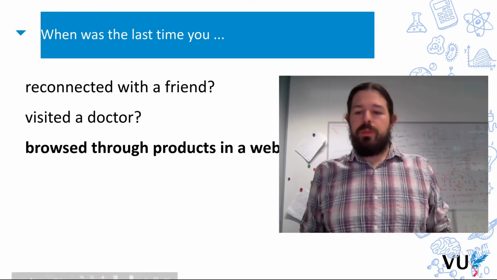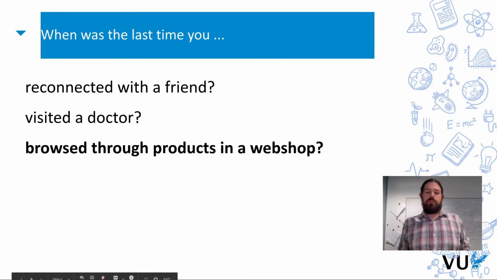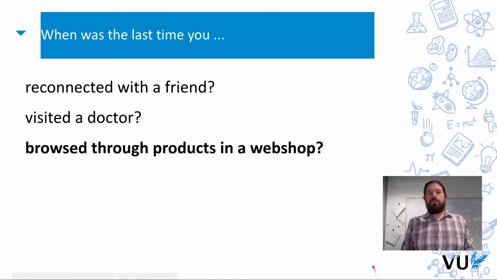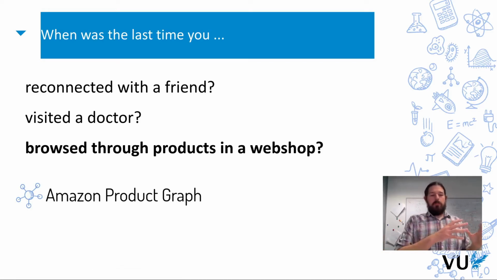Another example is you might have been visiting a web shop. You might have gone, for example, to Amazon, and Amazon is keeping a very large product graph. It means basically the relation between the different products they have. To give an example, they might give a relation between a washing machine, which you might have bought, and the washing liquid, which you actually need for it.